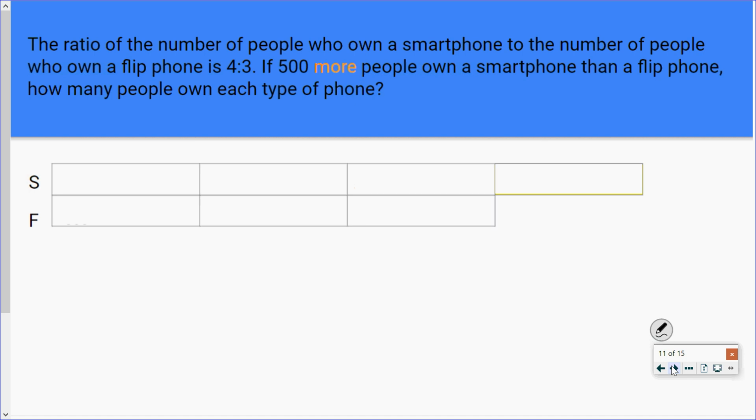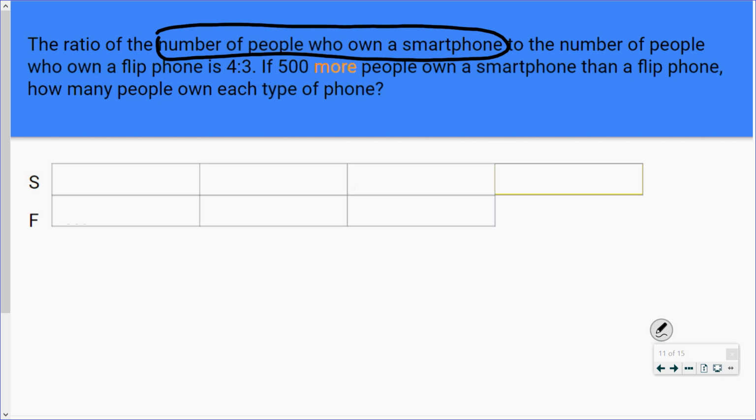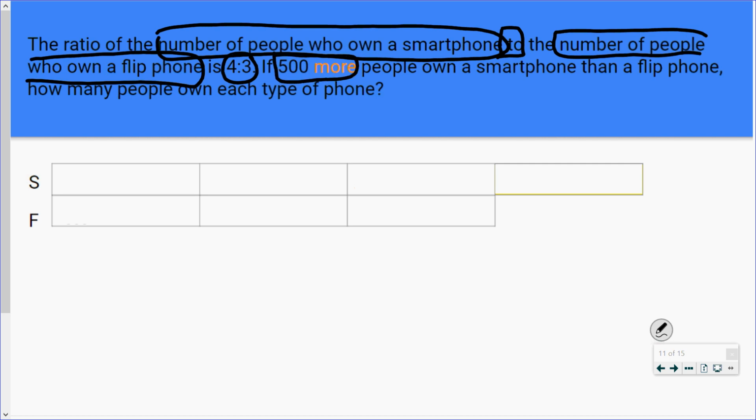So again, the first thing you're going to do is write the number of people that own a smartphone, and then here's your ratio to the number of people that own a flip phone. And they give you the ratio right there, 4 to 3. Now 500 more people own a smartphone than a flip phone. The question they're asking you is how many people own each type of phone. Go ahead and draw that tape diagram.